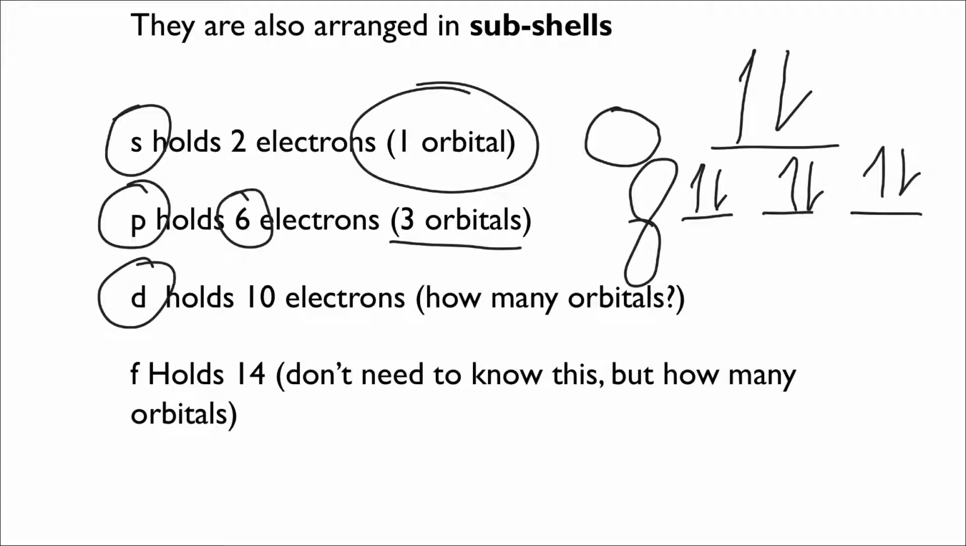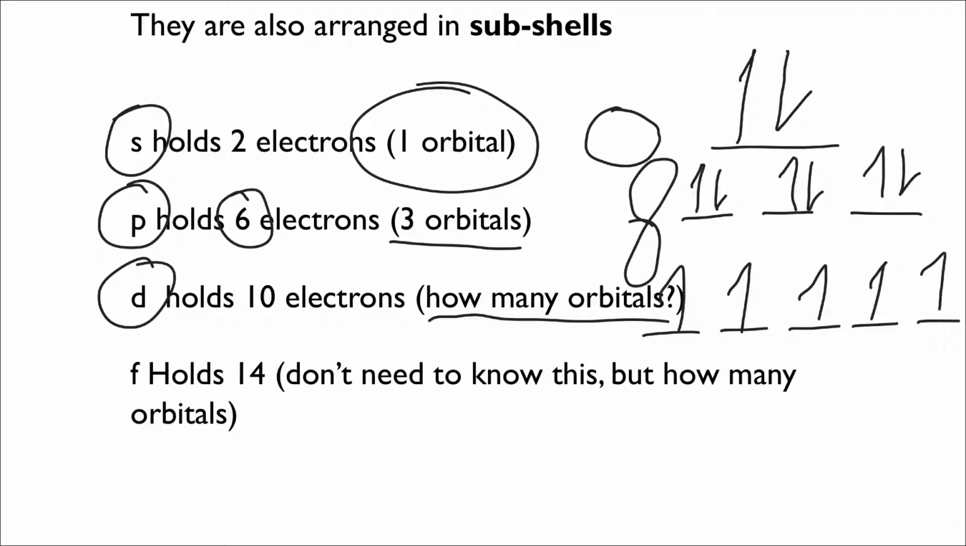A D subshell holds 10 electrons. How many orbitals is that? That's right, that's 5. So there will be 5: 1, 2, 3, 4, 5. And again, they'll fill 1, 2, 3, 4, 5, and then they will start to pair up. Okay.